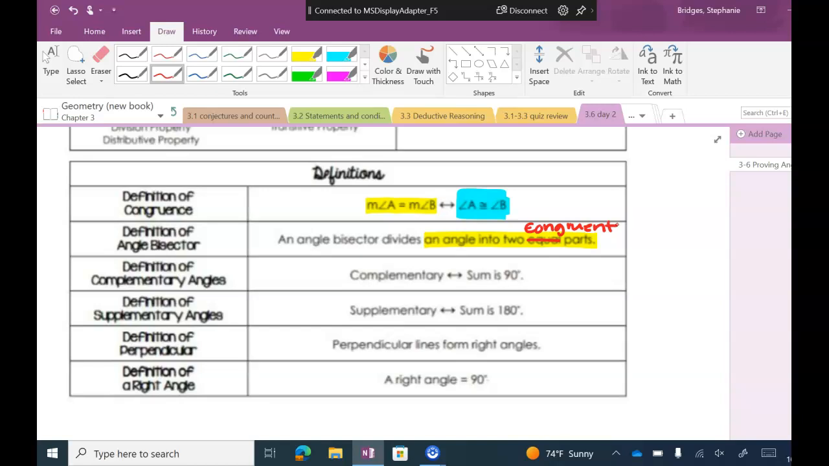Then if you are told or that you can see that 2 angles are complementary, and how would you see that is maybe if you had a picture like this and you had the little box there, you could tell that those 2 are complementary, right? But complementary angles add up to be 90 degrees. So if I say that A and B are complementary, then you could say the measure of angle A plus the measure of angle B equals 90 degrees.